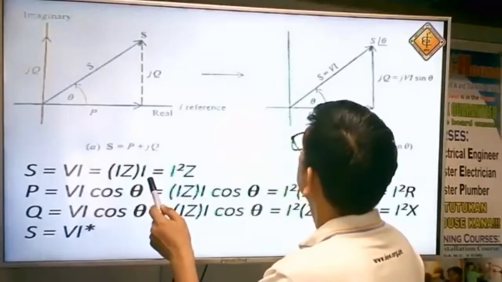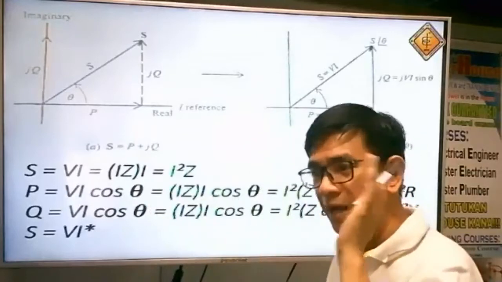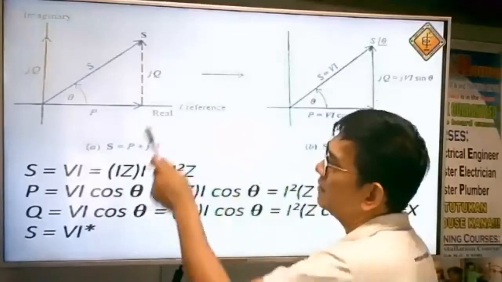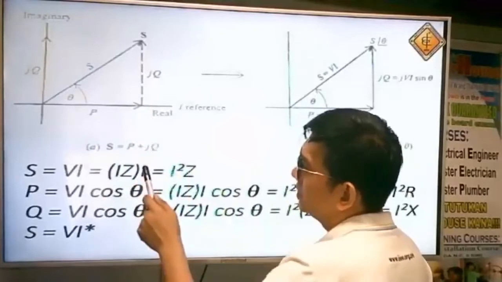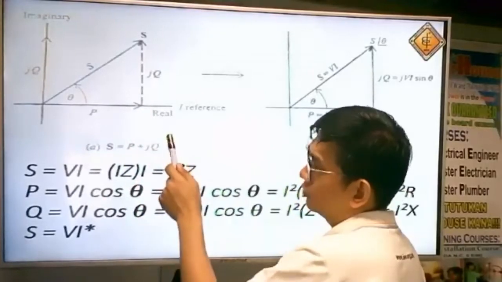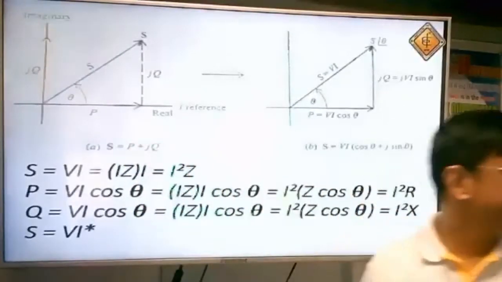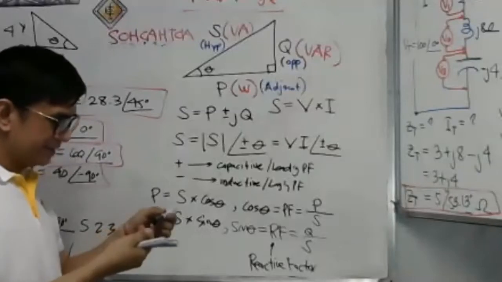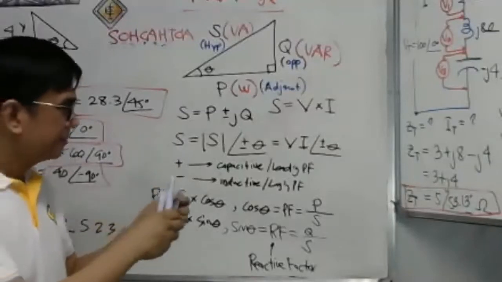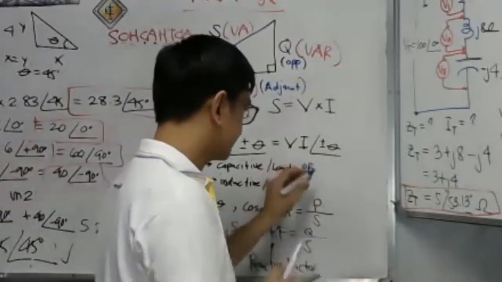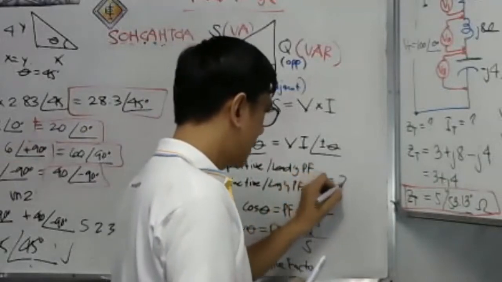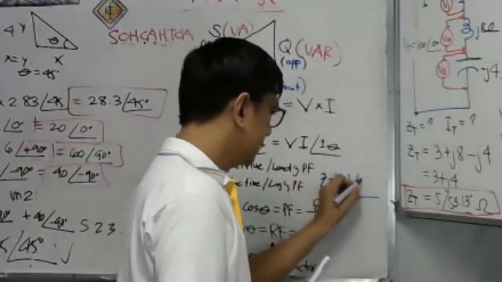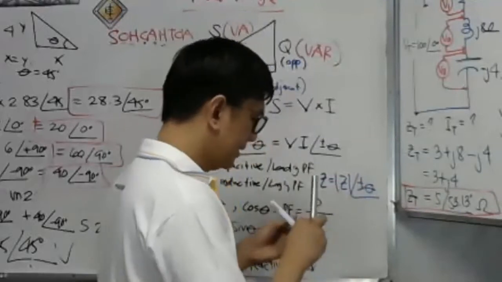Nakukuha ba? Gets ba yun? When inductive, the triangle is below, because negative Q is inductive. So it is reversed here. That is the opposite of the impedance. What do I mean? Because in impedance, the magnitude of Z is plus minus theta.